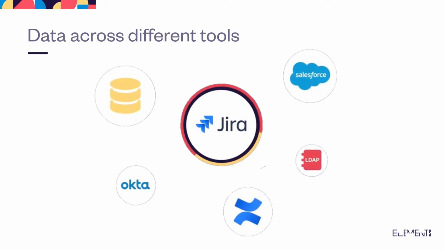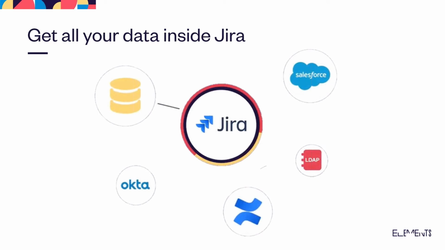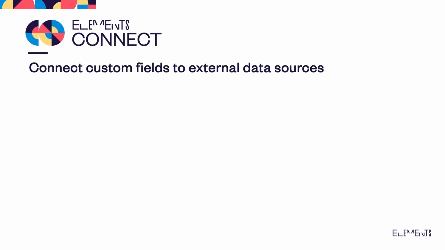So we could have a solution here, which would be to get all your data inside Jira. For that, the solution is to connect all these different data sources, to make Jira the information center and make information available in context to your Jira users. That's where our app Elements Connect really comes into play.